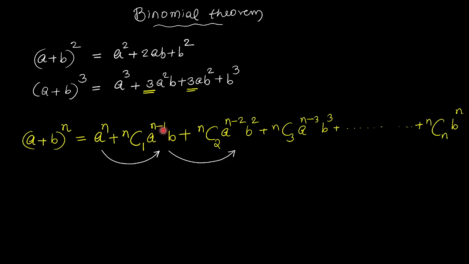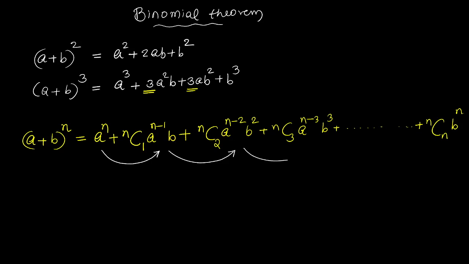Here a raised to n minus 1. In the next term, the power of a again decreases by 1. N minus 1 becomes n minus 2. The power of a is decreased by 1. At the same time, the power of b is increased by 1. That is, b becomes b square.